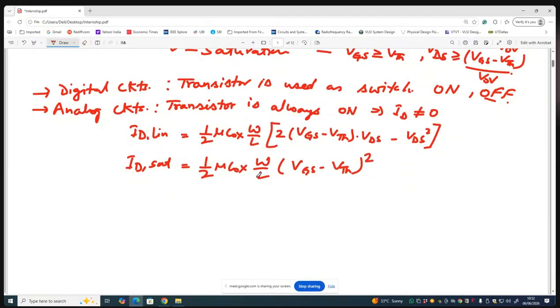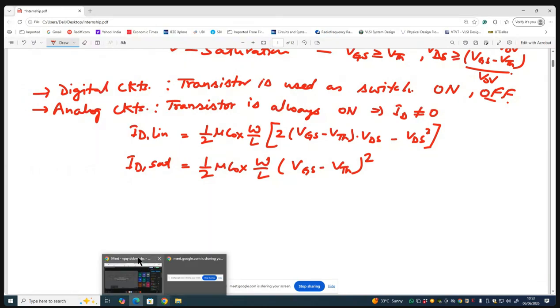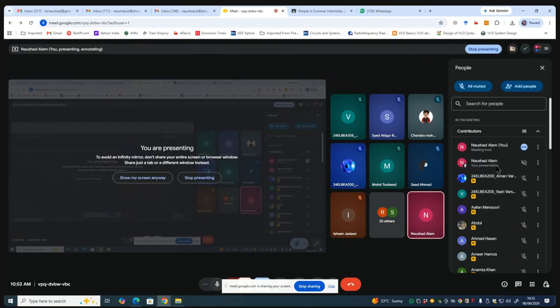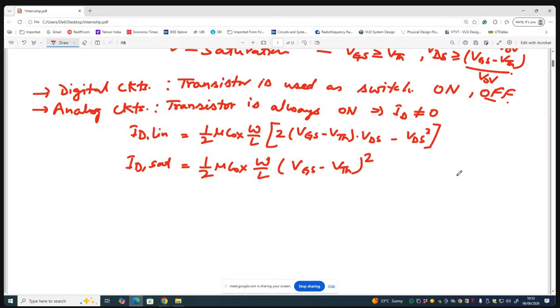And then we have ID sat, which is given by half of mu Cox W upon L, VGS minus VTH whole square, right? Yes, sir. So we have two regions of operation for a MOSFET where current is non-zero. Now the question arises: in which region shall we operate the MOSFET in analog circuit when we are designing an analog circuit? The transistor may be operating in linear region or in saturation region. So in which region would we like to operate our transistor, say when we are designing an amplifier?